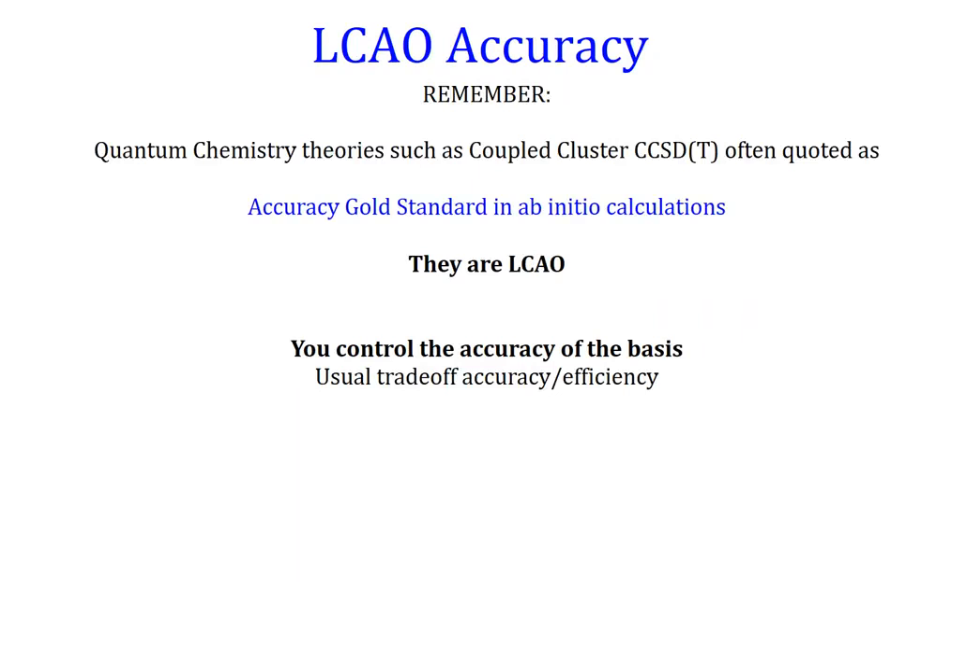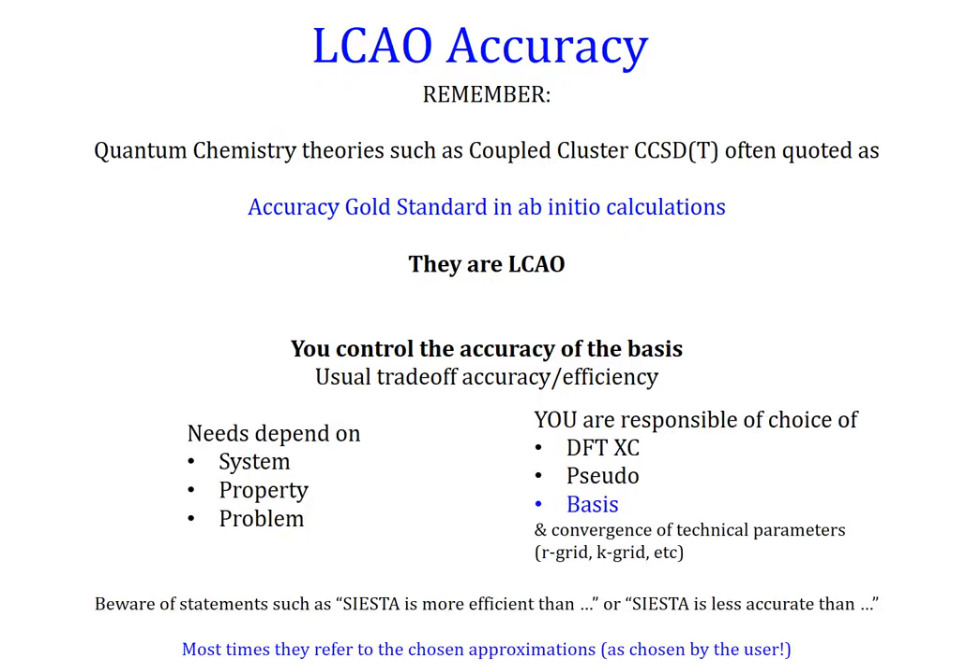Let me make a very important point concerning the accuracy of LCAO. Remember that in quantum chemistry, a gold standard of accuracy is given by coupled cluster theory with singles, doubles, and triples, and so on and so forth. All of these calculations are done with LCAO. So golden standards of accuracy are using atomic orbitals as basis sets. So the accuracy of the basis is controlled by you, the user. There is a usual trade-off between accuracy and efficiency, of course, and the more accuracy you want, the more you have to pay. But it is an important thing to bear in mind.